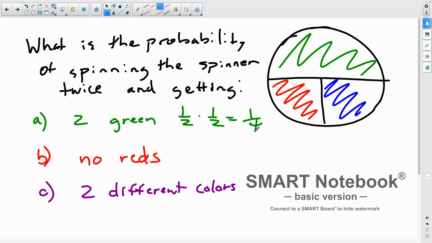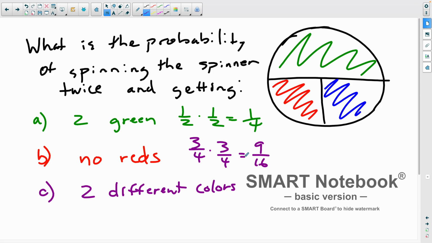Okay? What's the probability that I get no reds? It's 3/4 times 3/4. Because what's 3/4? 3/4 is the probability of getting a green or a blue, which is not a red. All right? So 3/4 times 3/4 would be 9/16. Now, that's the easiest way to do that.